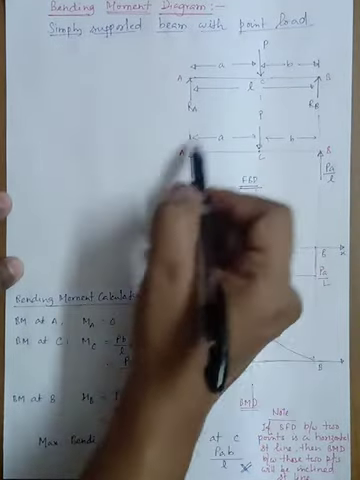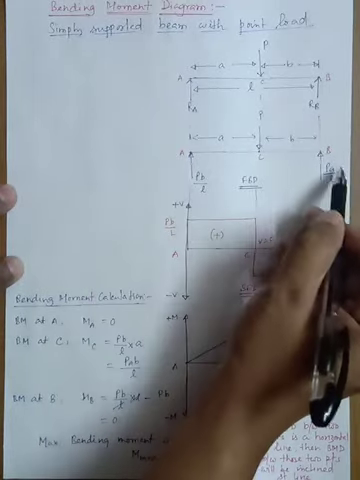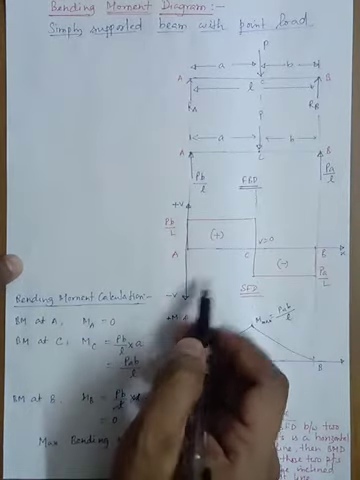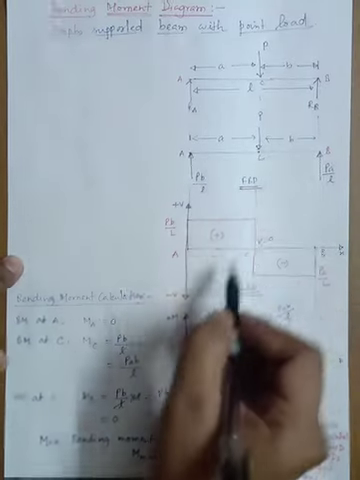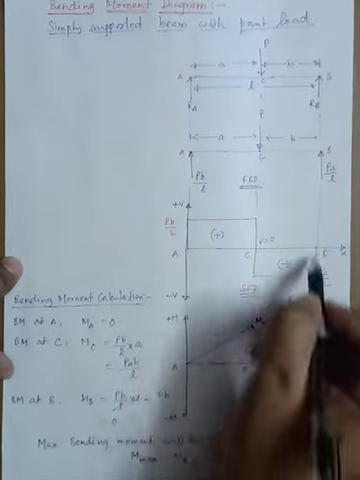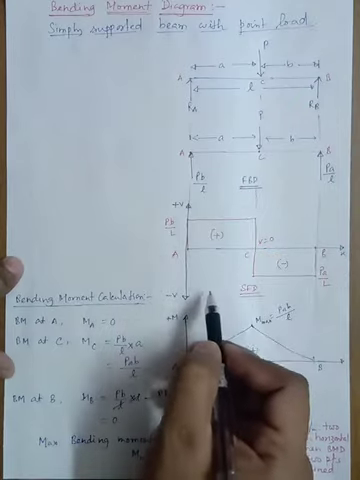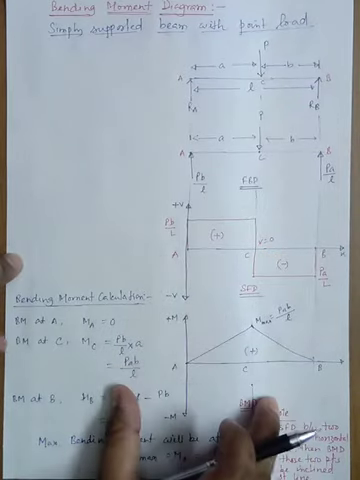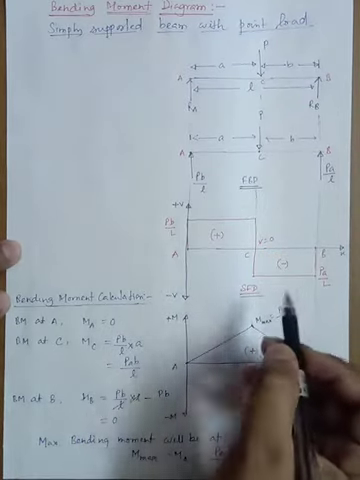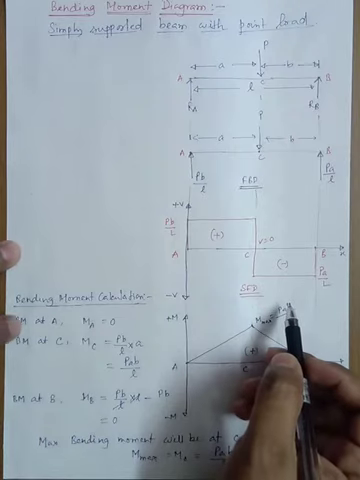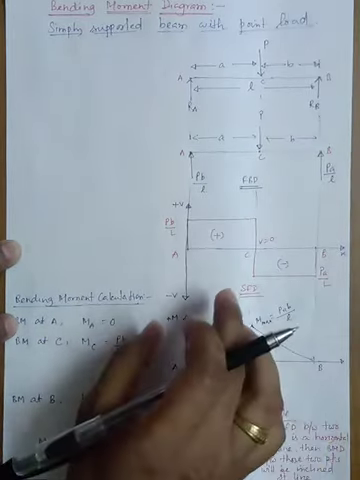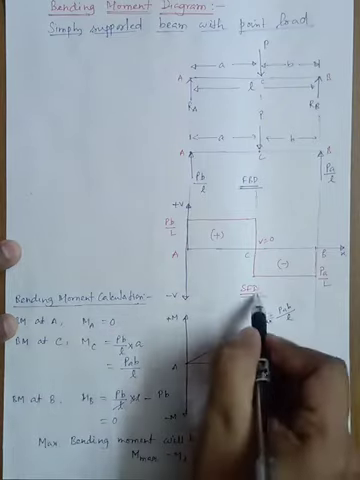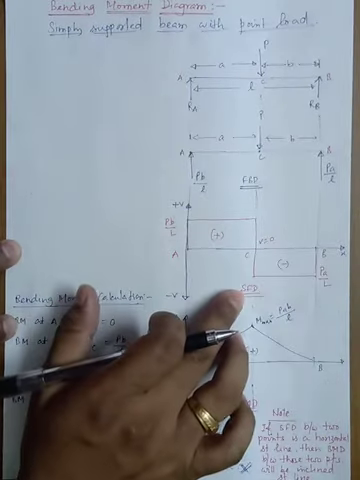I will not go into detail on how we calculate the reactions because it is already discussed in the shear force diagrams. Upon drawing this free body diagram, we can draw the SFD. The SFD we have already drawn and it is elaborated in the previous lectures. Now we will be calculating the bending moments at different points, and finally we will be drawing the bending moment diagram.